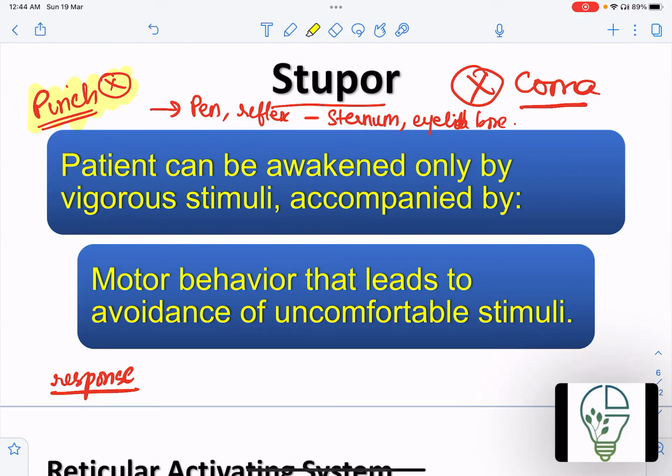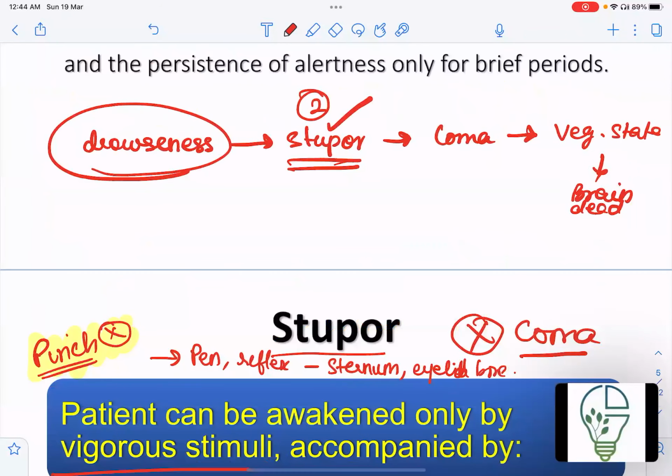So the patients can be awakened by a vigorous stimulus, and because they're trying to avoid it, this is pain. And when anyone goes through pain, what do we do? We try to avoid the stimulus, right? Same component. So they'll shake their hands, they shake their heads, they'll try to jerk a bit so that they can get rid of this uncomfortable stimulus. This is stupor. So this is the second one.